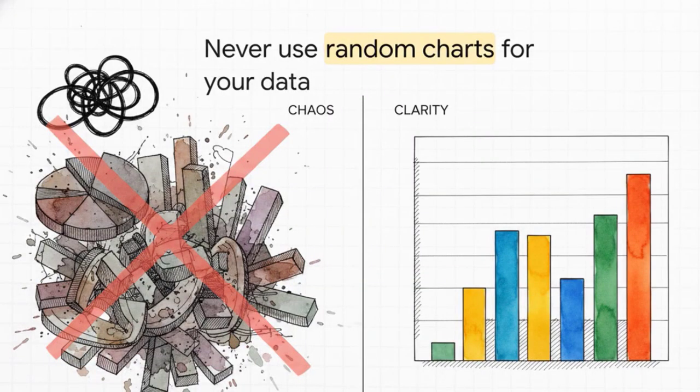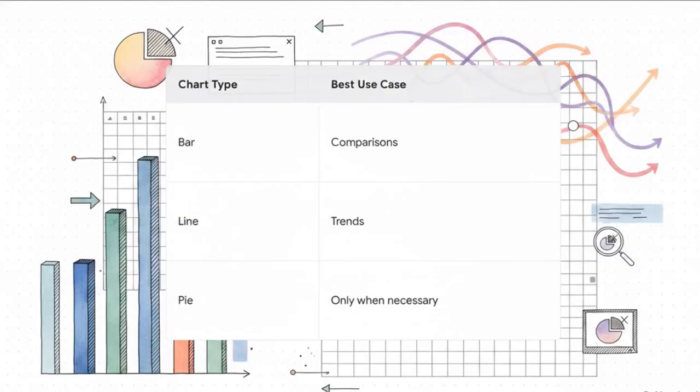Now for trick 4. Here is a huge secret. Never ever pick your charts at random. The golden rule: bar charts for comparisons, lines for trends, and pie charts only when absolutely necessary.